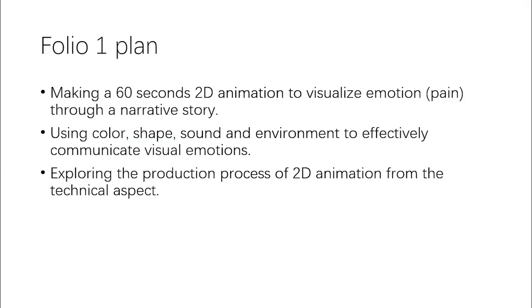My Folio 1 plan is to make a 60 seconds 2D animation to visualize emotions through a narrative story. I'm going to use color, shapes, sound, and environment to effectively communicate visual emotions. And in this folio, I want to explore the production process of 2D animation from the technical aspect.